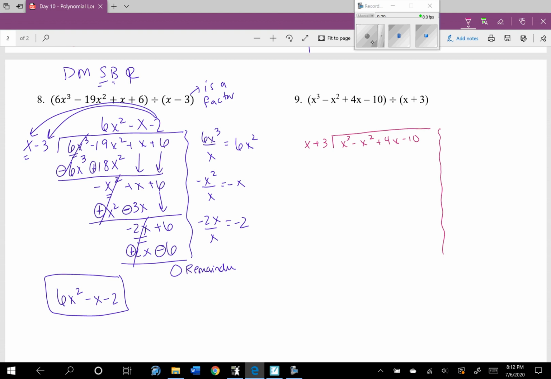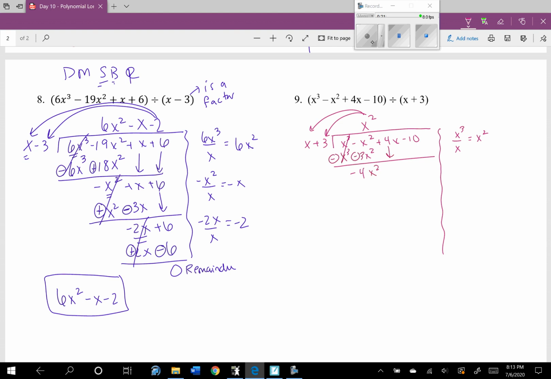So D stands for divide, our first term. So x cubed divided by x gives me x squared. It's quadratic, so that goes above the quadratic terms. Then you multiply. So that gives me x squared times x is x cubed. X squared times 3 is 3x squared. S stands for subtract. So x cubed minus x cubed cancels out. And this becomes negative x squared minus 3x squared, which is negative 4x squared.